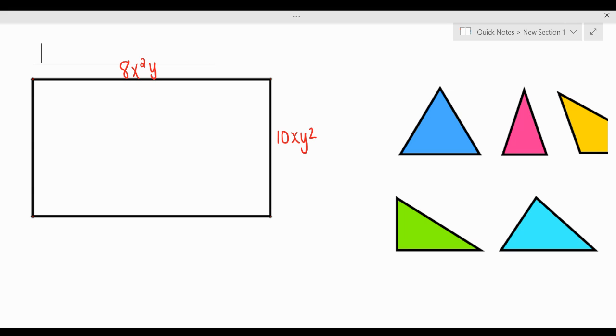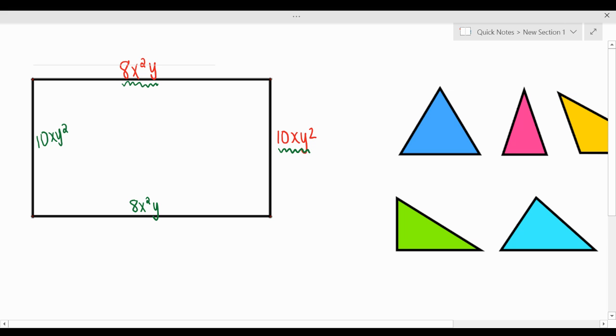Some things you need to recall about a rectangle is opposite sides are congruent. So if this first side is 8x squared y, then this side across from it is going to be 8x squared y. Likewise, if this side is 10xy squared, then this side is going to be 10xy squared.